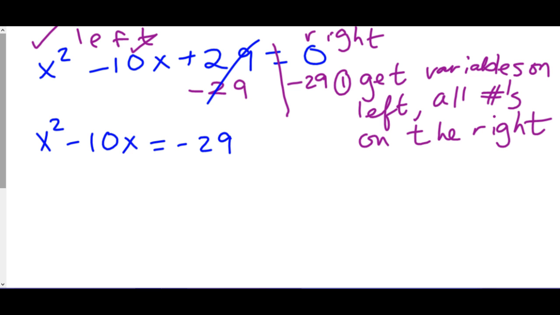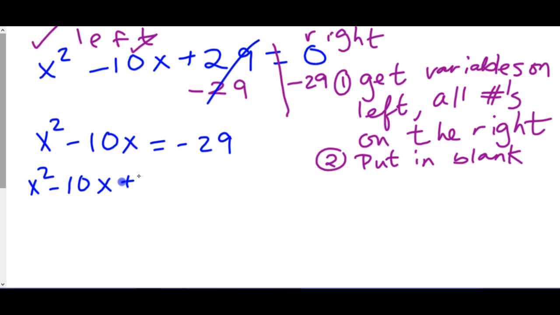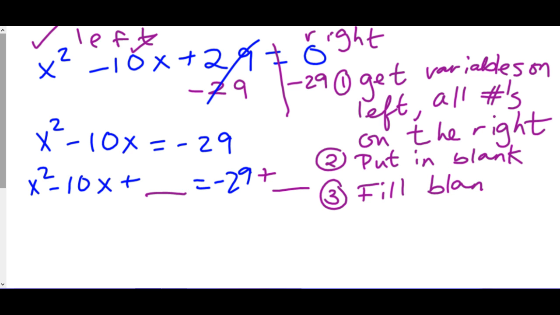So now step 2, we're going to put in that blank spot so we remember what we're trying to fill. X squared minus 10x plus blank spot. Negative 29 plus a blank spot. Okay. Step 3 is to fill the blank spot using b divided by 2 all squared.